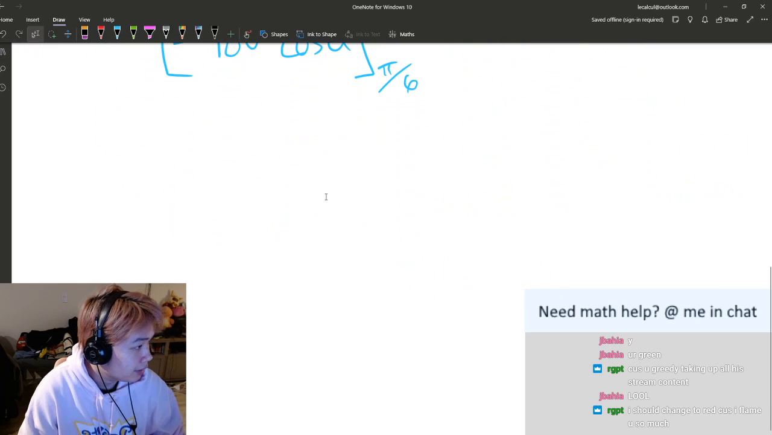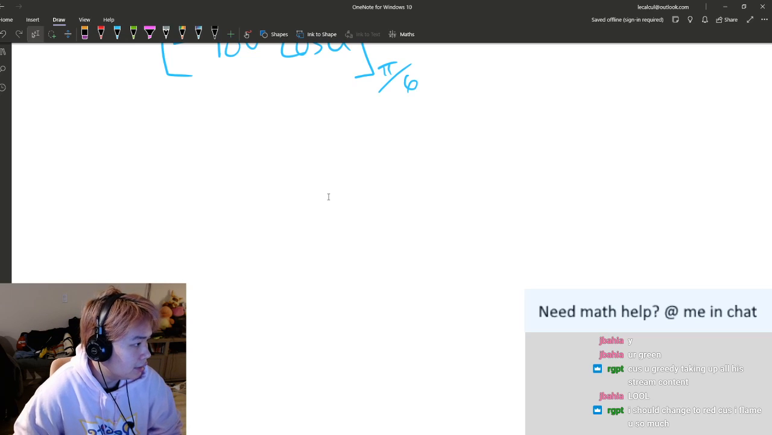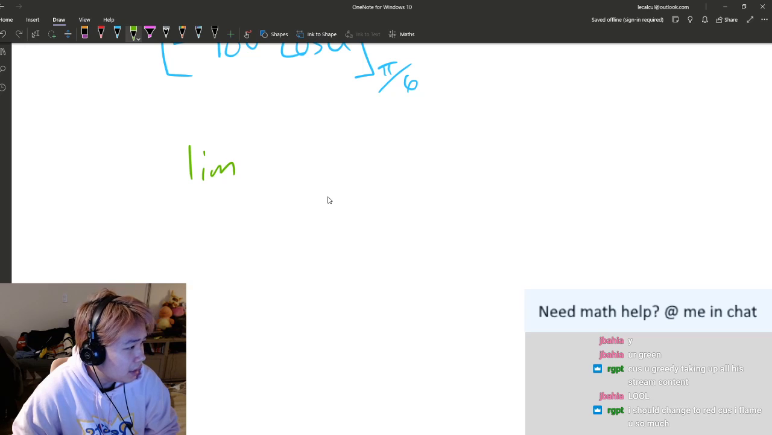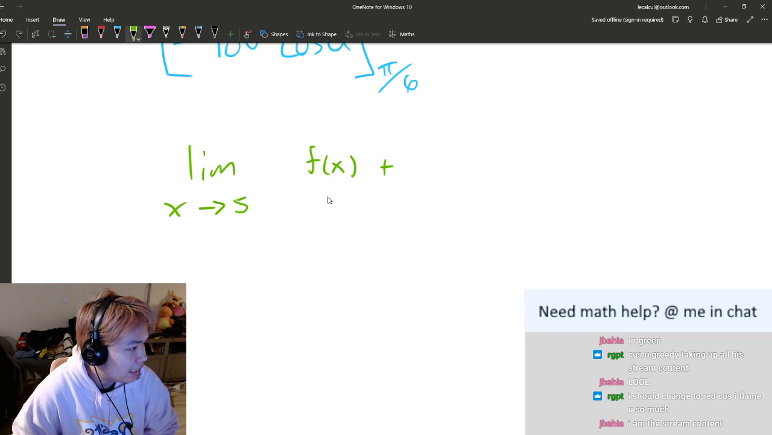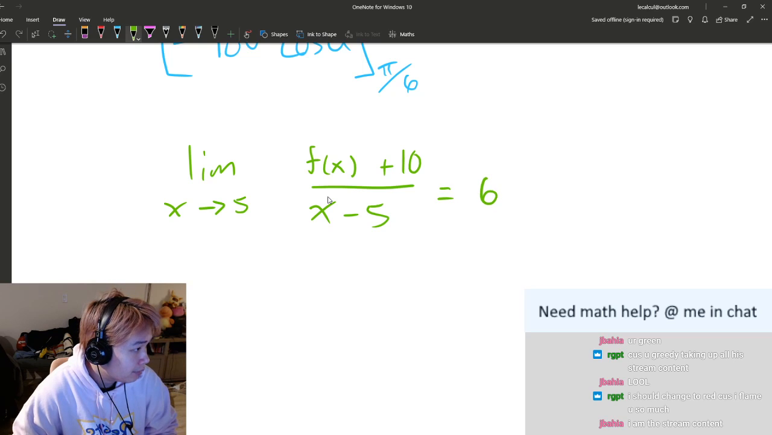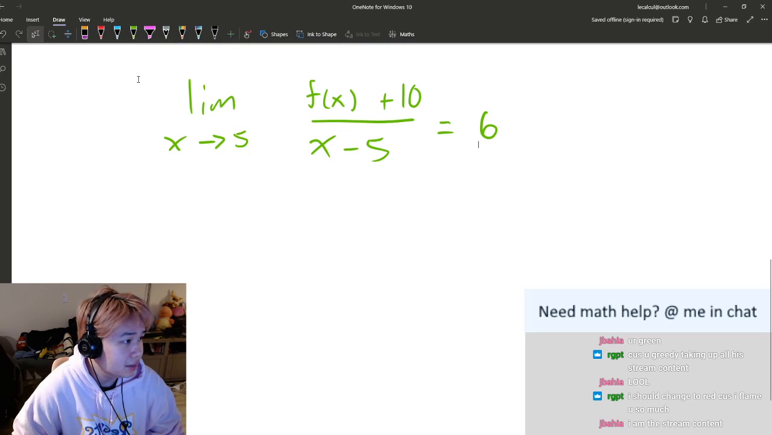So, let's see. Assume f of x is continuous, and it is given to you that the limit as x approaches 5 of f of x plus 10 over x minus 5 equals 6. It follows that y is the equation of the tangent line at the point blank. Okay. So you need to recognize the format of this. This is more or less the derivative.